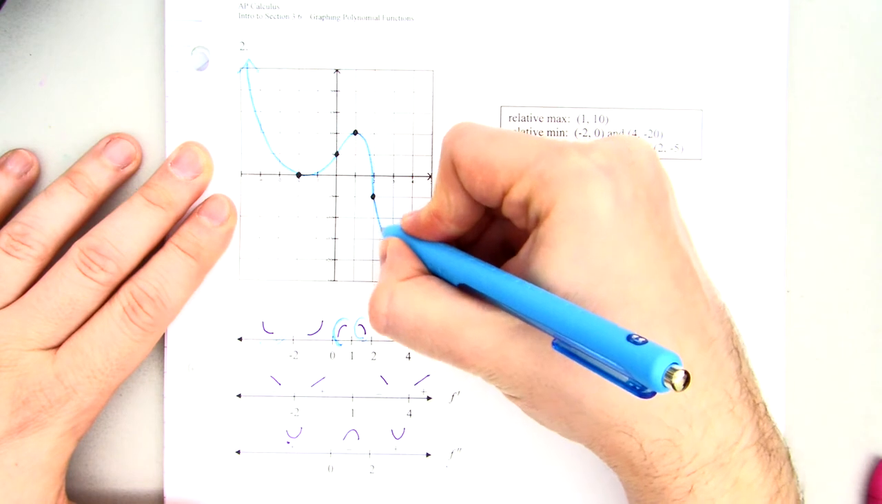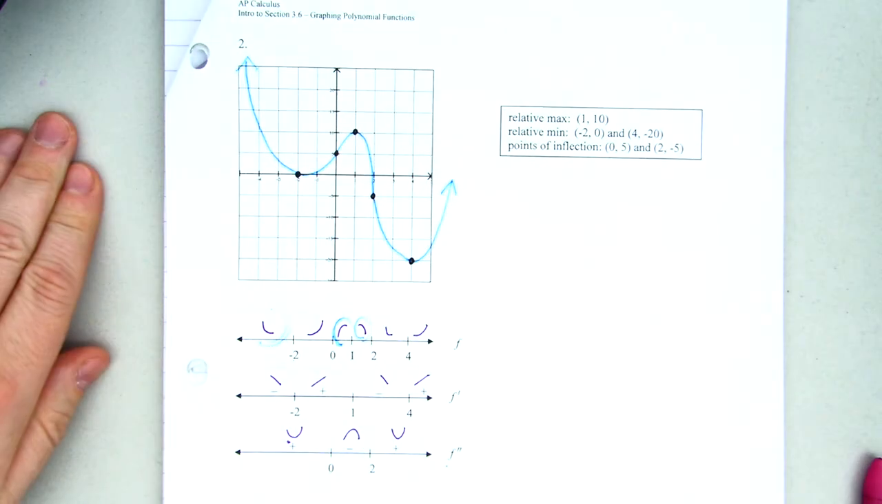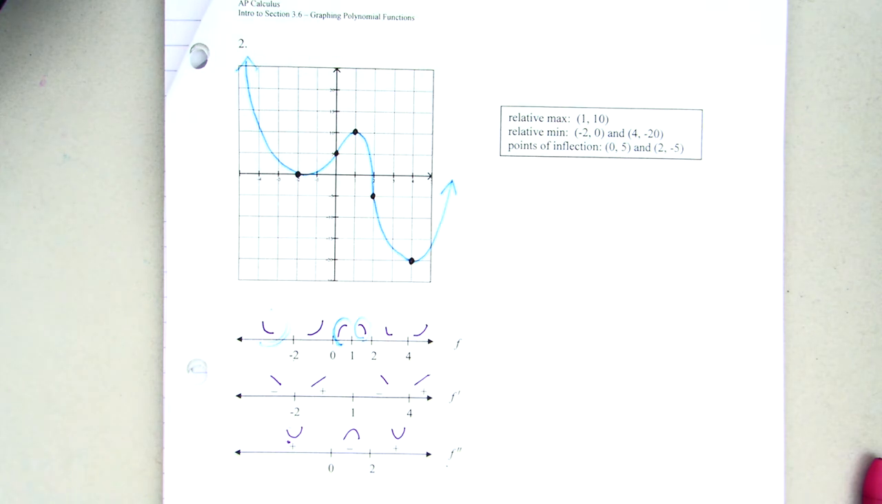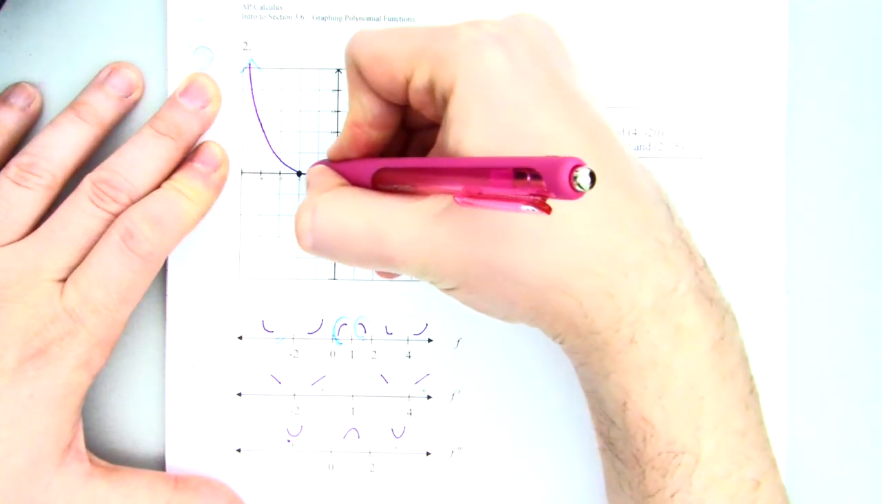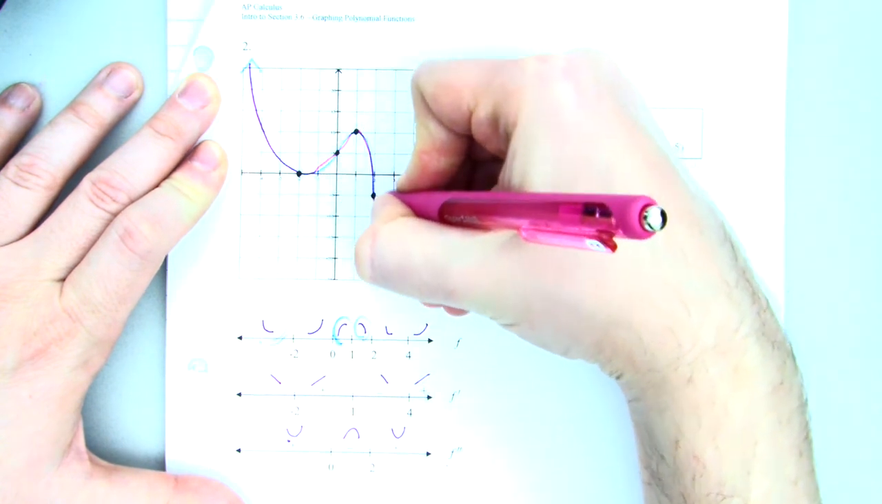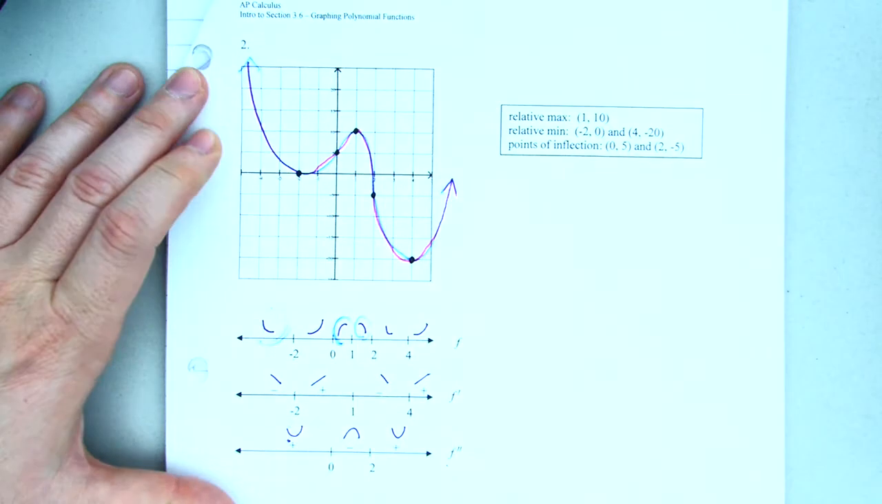I want one of these, and I want one of those. Ooh, hopefully you can see that graph. Let me make it a little bit darker. And we should get something kind of like that.